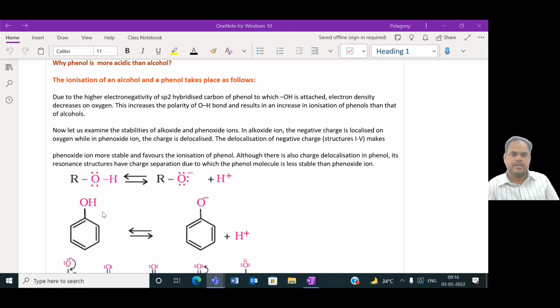In the case of phenol, the phenoxide ion is formed and H plus is released, where R has an electropositive, electron releasing nature, whereas this aryl ring has an electron withdrawing nature, withdrawing electrons from the oxygen. In alcohols, R will be releasing electrons into oxygen, so oxygen electron density increases. If you compare the alkoxide ion and the phenoxide ion, the phenoxide ion is more stable than the alkoxide ion.